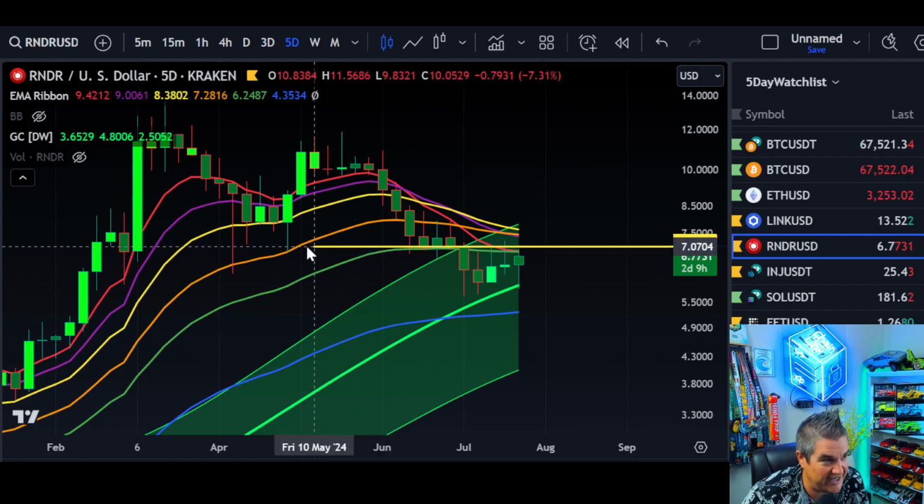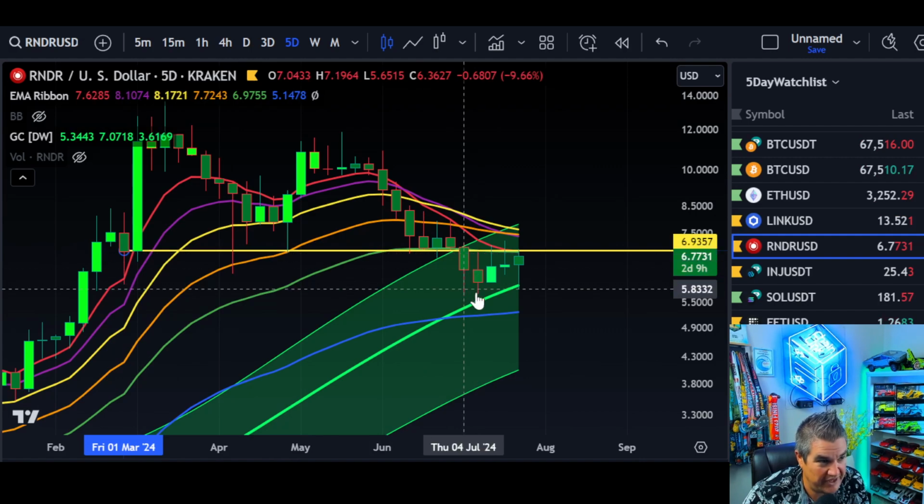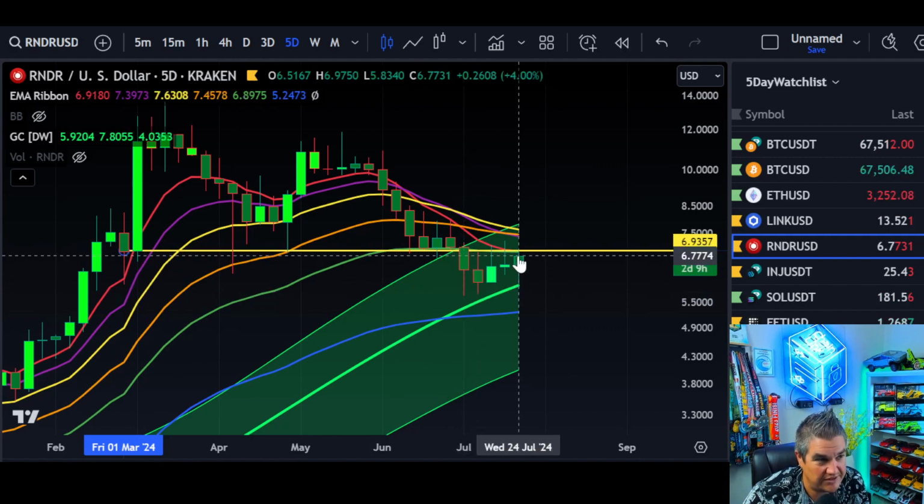I mean, look at this line. It goes all the way back over here. $7 is where Render comes awake again. Very likely, going all the way back to March. Look how many touch points. We've just been in our abysmal, devilish dip here. But tagging off the 5-day Gaussian channel, I like our odds of breaking through in the not-so-distant future.